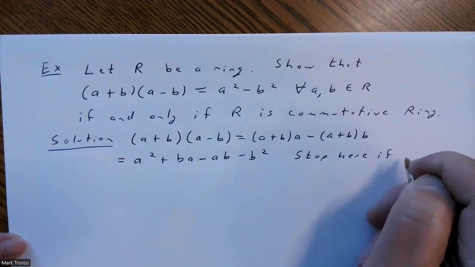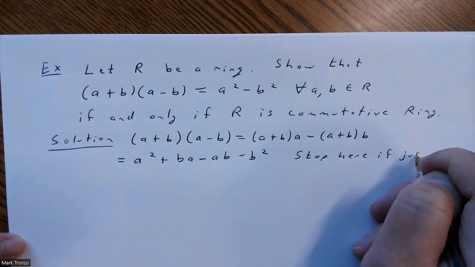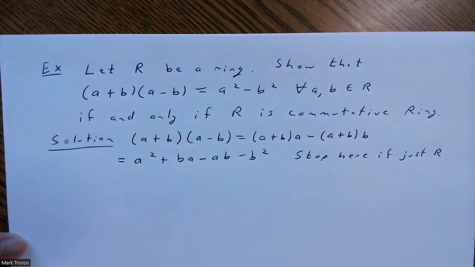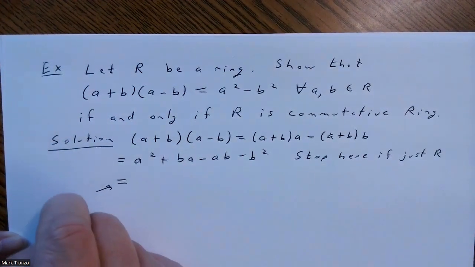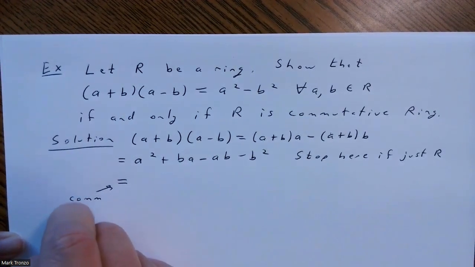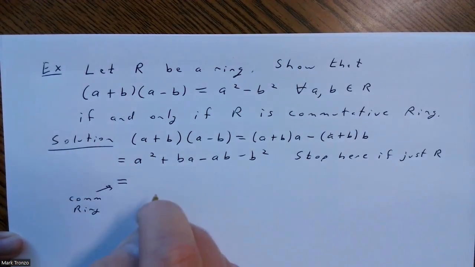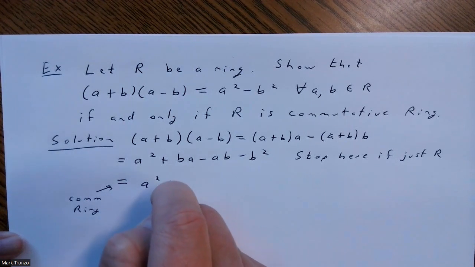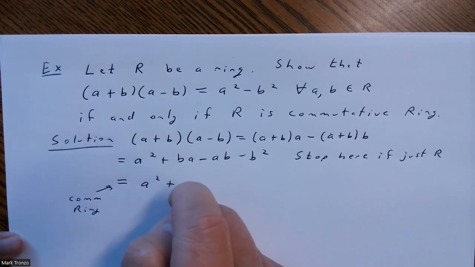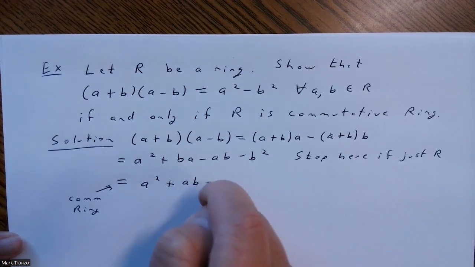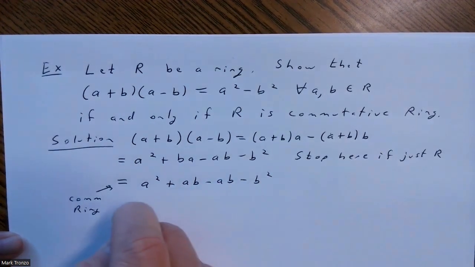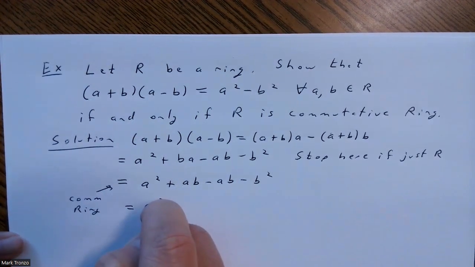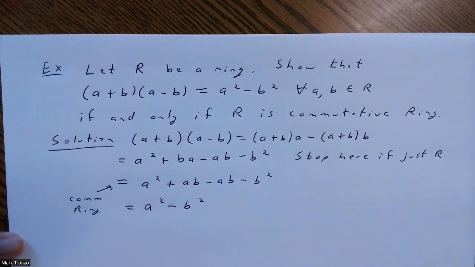If it's just a ring. But if it's a commutative ring, we can say a squared, and then we could commute these to AB minus AB minus B squared. And then we can say that this is going to be A squared minus B squared.